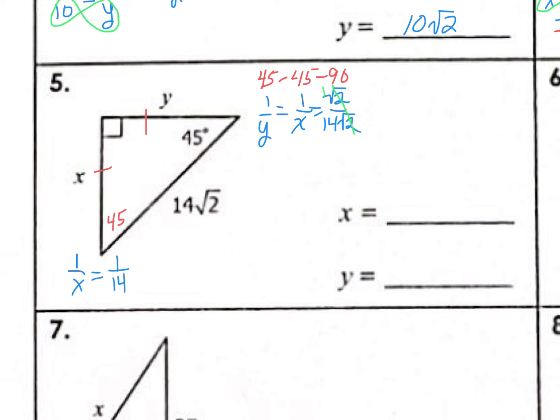And what's nice is when we cross multiply here, x times 1 is x. 1 times 14 is 14.